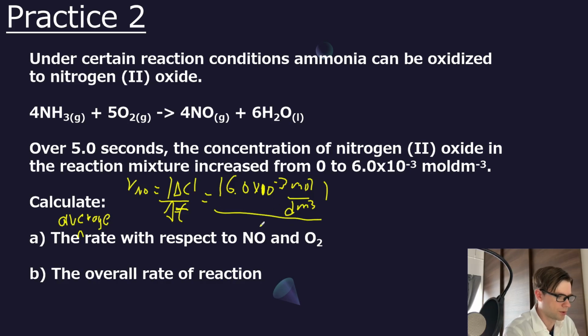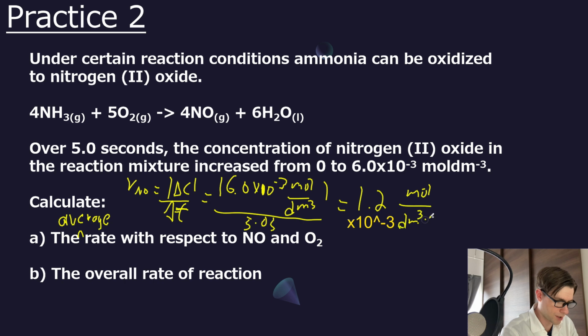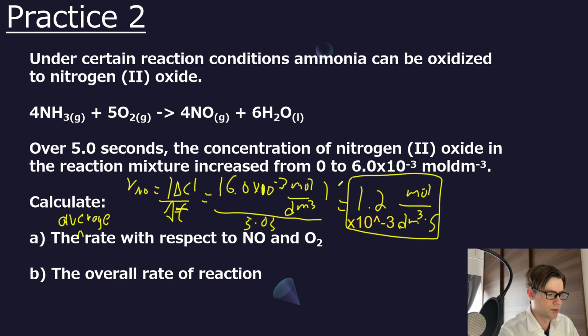And this happened over 5 seconds. So that will come out to about 1.2 mole per decimeter cubed per second. All right, then we have to find the rate with respect to O2. We don't know anything about it from the data given in this question, though. So I'm actually going to recommend going to part B instead of finding the rate with respect to O2, because I think we'll need this.